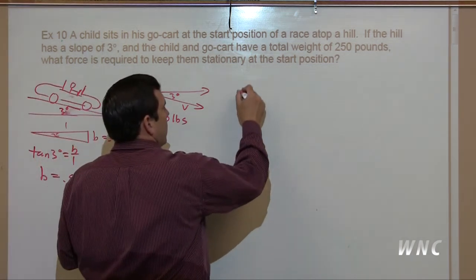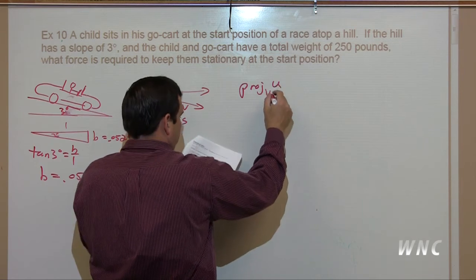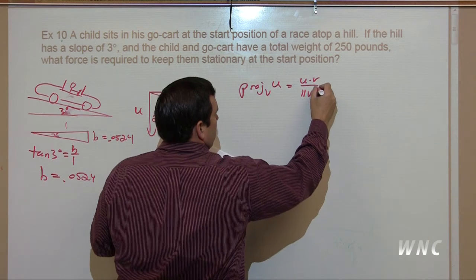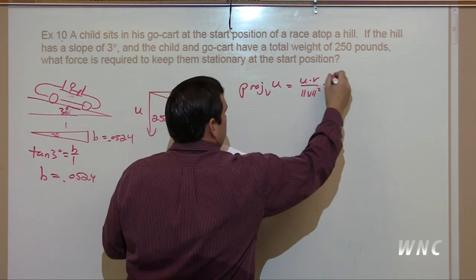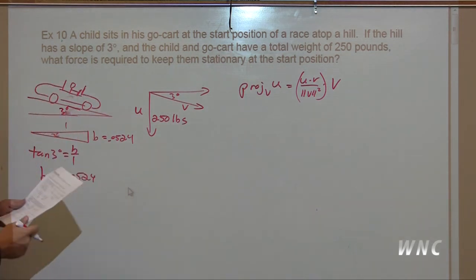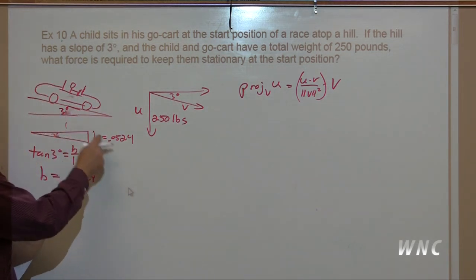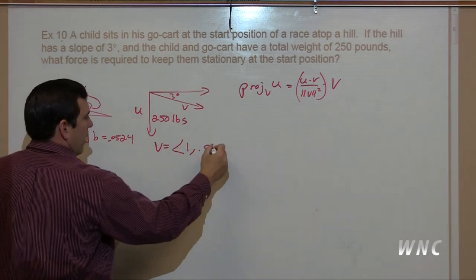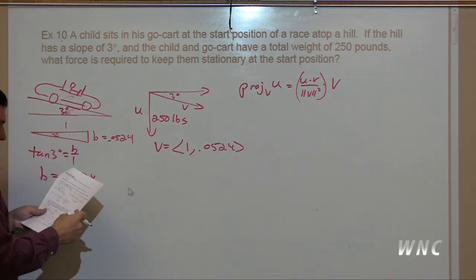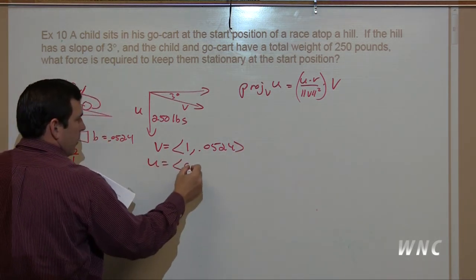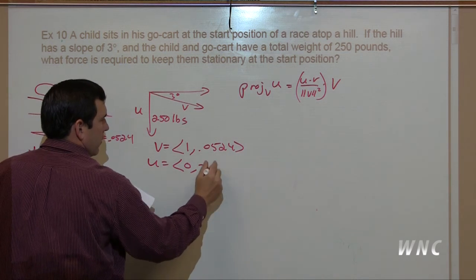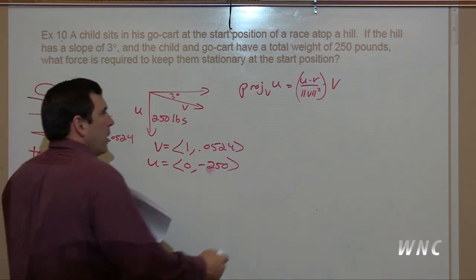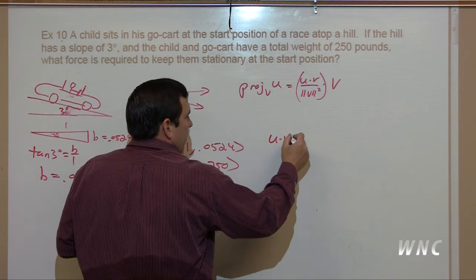What we want to know is the projection of u onto v. That's going to be u dot v over the magnitude of v squared times v. So what's our v? Our v vector, that's why I broke down here, v is going to be 1, 0.0524. What's our u? U is going to be 0, negative 250. So we want to look at a couple things. What's our u dot v going to be?